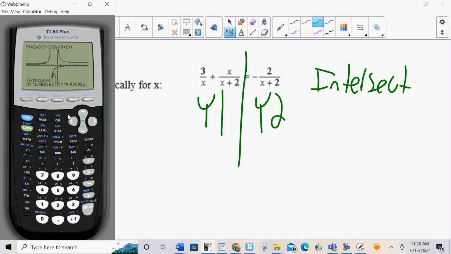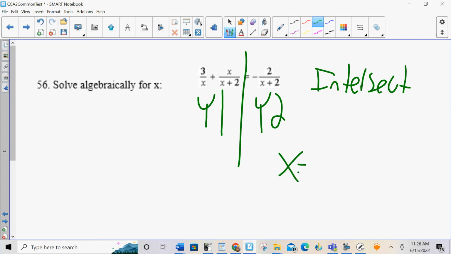Looks like it's going to hit over there. Enter, enter, enter. Again, it's always the x solution. X equals negative 3. That's 2 points, as opposed to how we did it algebraically, which would be 4 points. Obviously, we'll take the 4 points, but if you don't have those algebra skills, get your points.